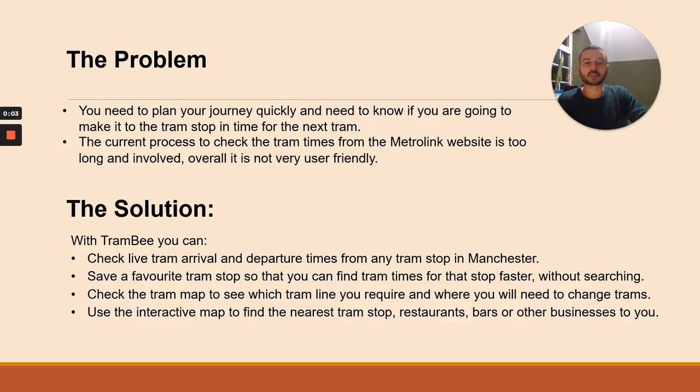We found the current Metrolink website clunky and not very user-friendly, so we wanted to create a simple application where users could get just the data that they were looking for. With our application, not only can you get accurate tram times for the Metrolink station in question, but you could also use the interactive map to explore restaurants, bars, and other attractions around your destination.